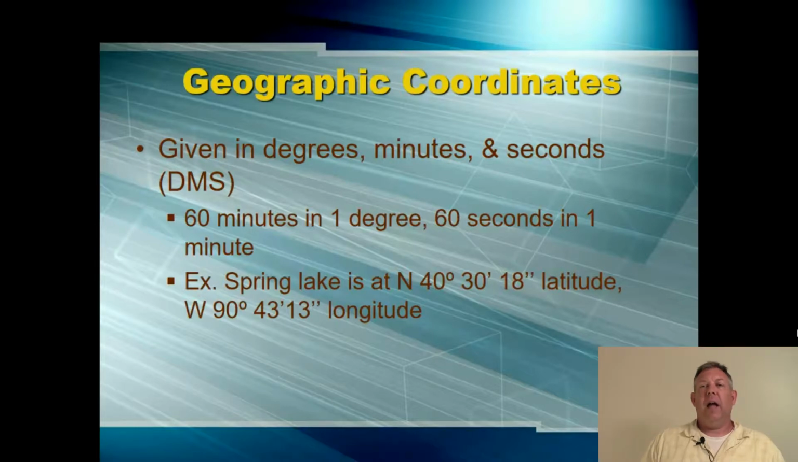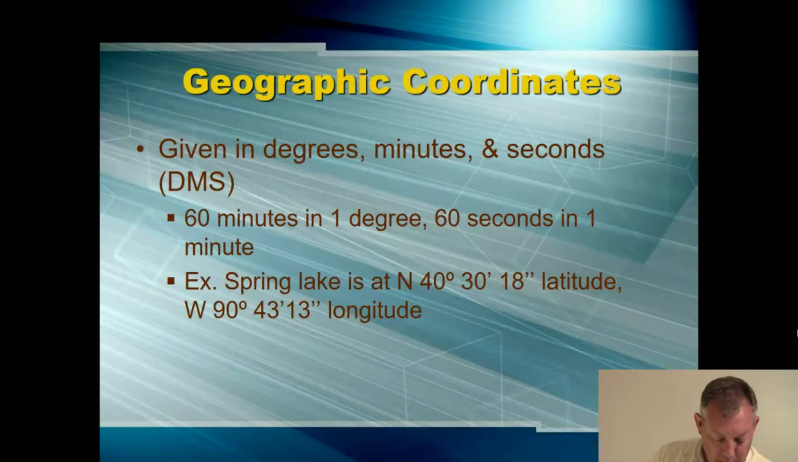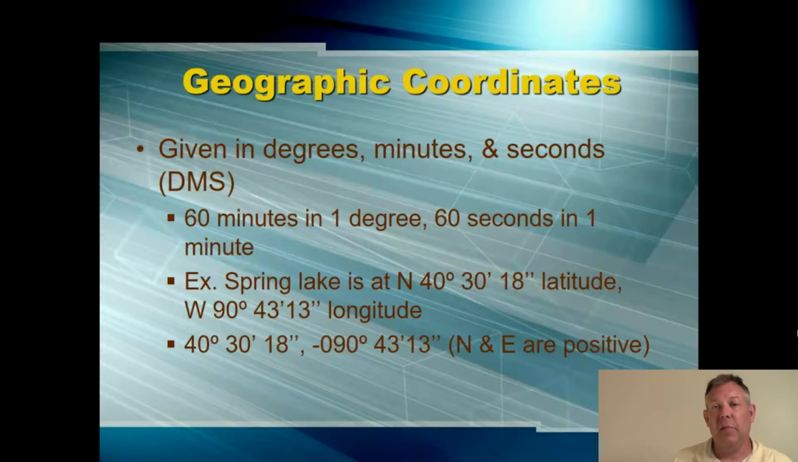And so, as an example, there's a lake that I used to work on called Spring Lake. It's up by Macomb, Illinois. And its dam is at north 40 degrees, 30 minutes, 18 seconds. And the longitude is west 90 degrees, 43 minutes, 13 seconds. You see that for minutes we have a single apostrophe, and for seconds we have a double apostrophe. And another way we could write those exact same coordinates would be 40 degrees, 30 minutes, 18 seconds, comma, negative 90 degrees, 43 minutes, 13 seconds.